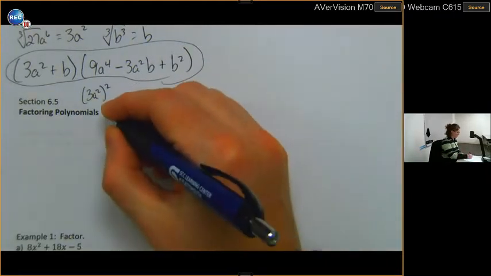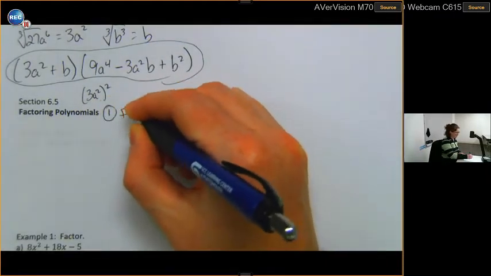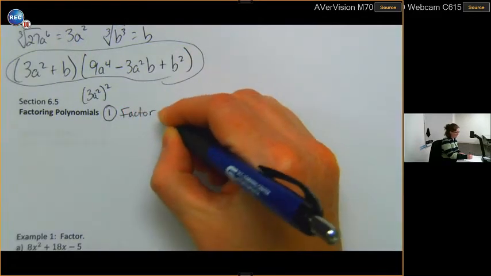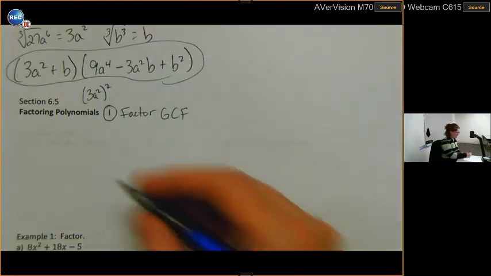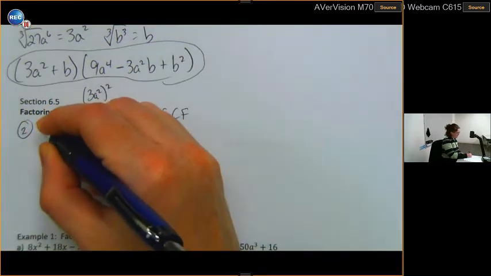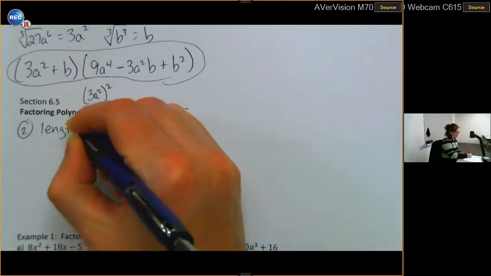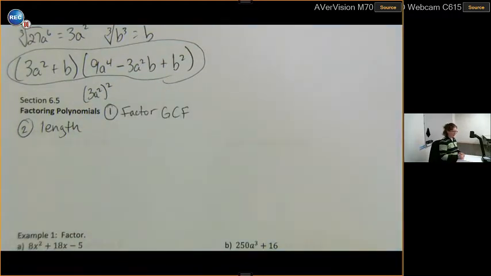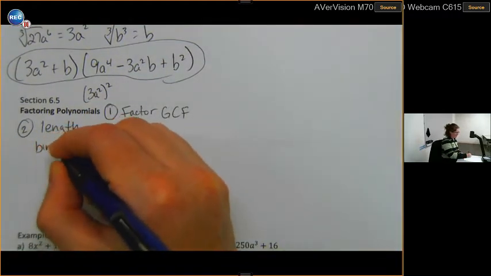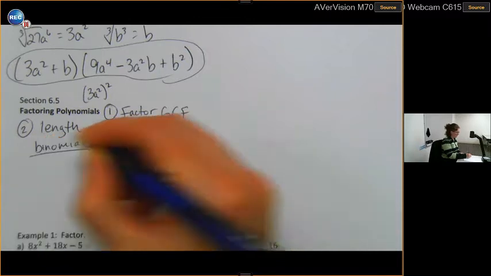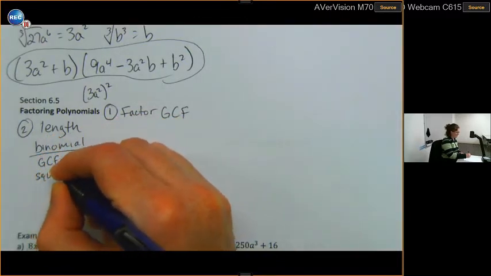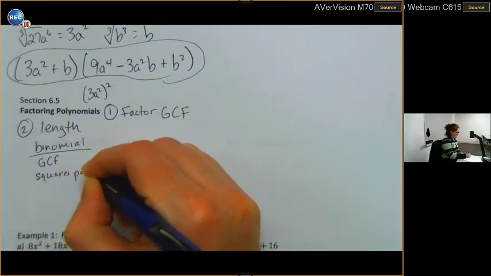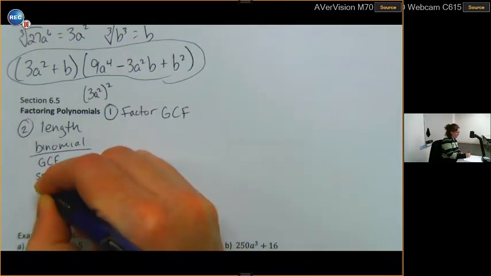Well, whenever you're factoring polynomials, the first step is to factor any overall GCF that there may be. The second step, you want to consider the length of the problem. If you have a binomial, you're either going to have a GCF, squares pattern, or cubes pattern.